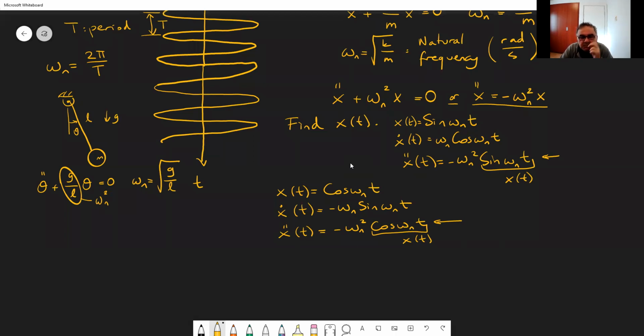If both are possible solutions, and since this is a linear system, the general solution is simply the addition of these with some constants. You can put constants in front of these also.